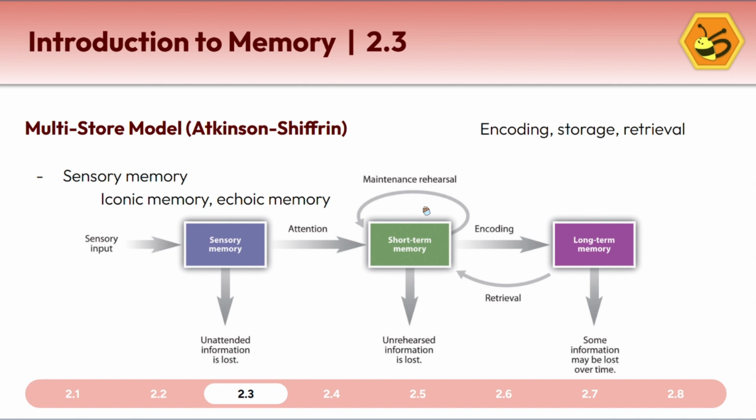We can encode through automatic and effortful processing. Automatic just means that it's kind of intuitive, and effortful is that we try to get it into our long-term memory by practicing it, whatnot. The way we encode can impact how well information is stored or retrieved.